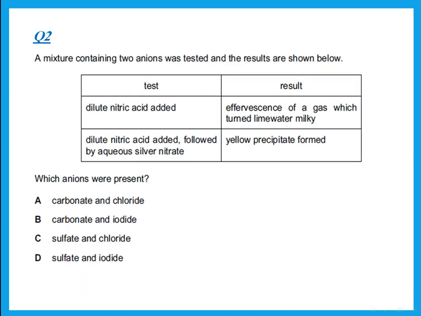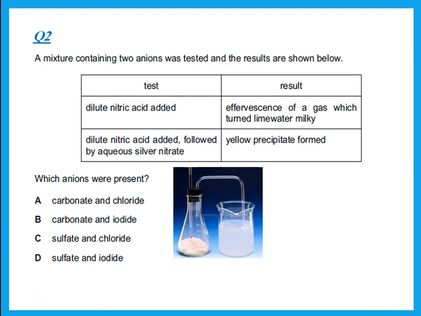So the next question says, a mixture containing two anions was tested and the results are shown below. Dilute nitric acid was added and it gave effervescence of a gas which turned lime water milky. Now the question is, which one has a test in which you add acid and it gives a gas that turns lime water milky? You should realize that this test is for carbonates, because when you add acid to carbonates, it gives carbon dioxide gas. So that first test indicates that we have carbonates.